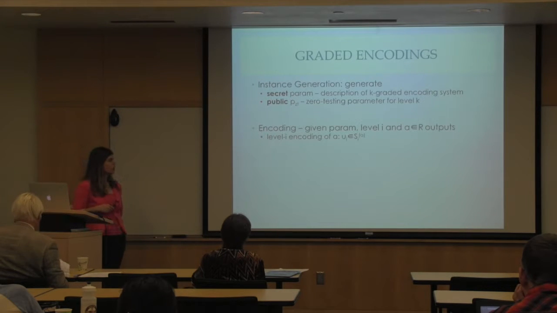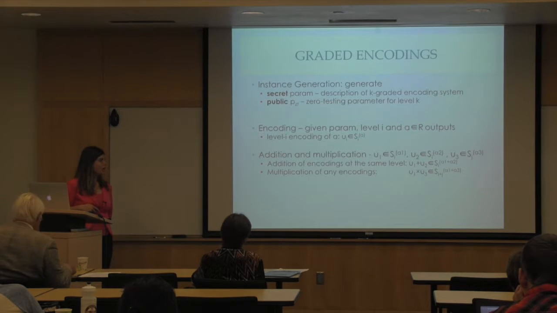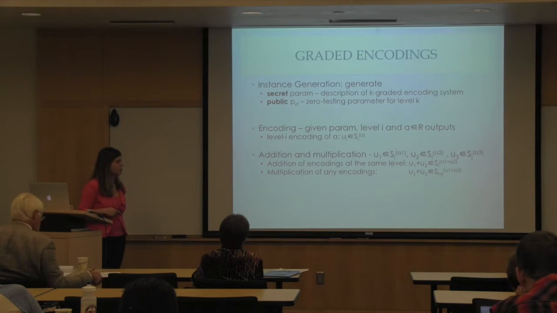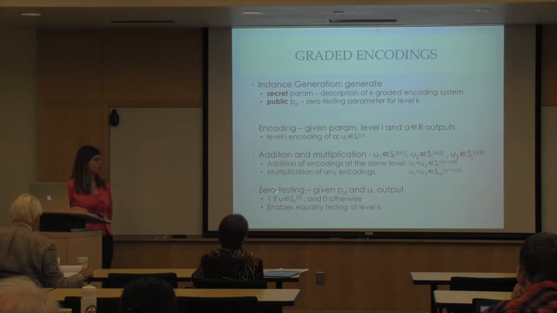An encoding of an element A at level I will be basically the set of all possible encodings of this element at level I. We will have the addition and the multiplication operations that I already described, and the zero testing parameter, which tests for zero.